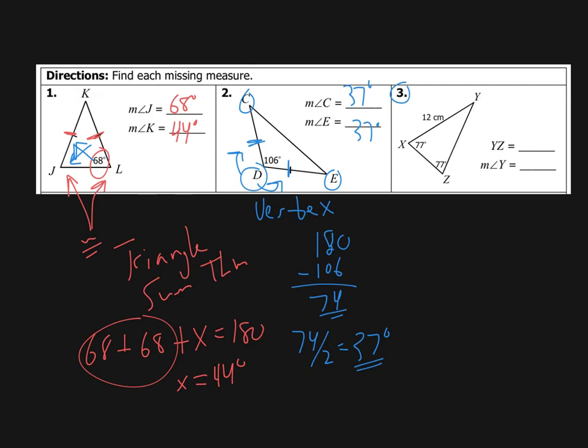On example number 3, I see that I have x is 77 and z is 77, which means the sides opposite the congruent angles are also themselves congruent, so this must be 12. I can take the 77, add it to the other 77, plus some unknown, that equals 180. After combining like terms and subtracting from 180, I'm going to get the unknown angle is 26 degrees. And what are they asking for? The measure of angle y is 26 degrees, and the length of YZ is the same as XY, which is 12 centimeters.